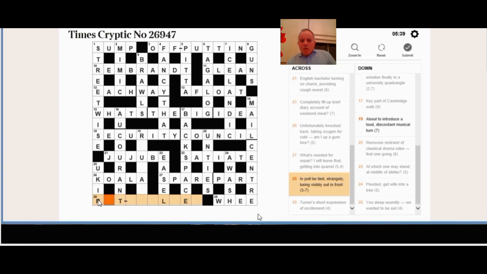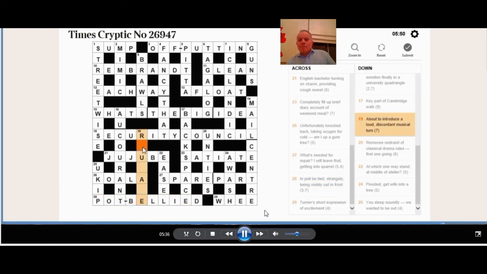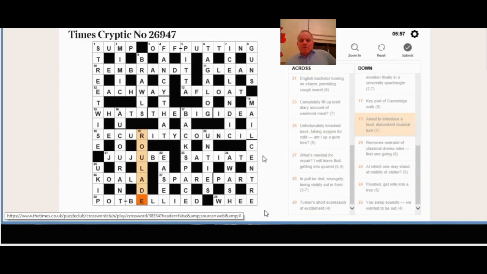28 across, in pole be tied, strangely. So pole be tied is a very odd collection of words. It's 10 letters long and strangely suggests you have to anagram it. The definition is being visibly out in front, but that's probably all you need to see pot-bellied. It's a difficult definition, but luckily the anagram is fairly clear there, and in goes pot-bellied. And then in 19 down, A loud, introduced by re and anagrammed, gives us roulade, which must be a musical form.